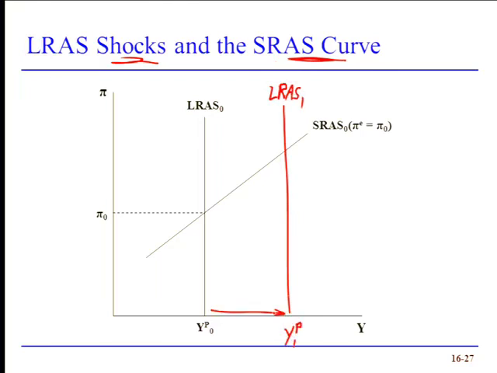Now, what we want to ask ourselves: we know already when there's a long-run aggregate supply shock, the short-run curve will also shift. We just have to know where it shifts to. And it turns out it's very easy. At the expected inflation rate, notice pi naught, that tells us where we're going to shift to. It will shift precisely to that point.